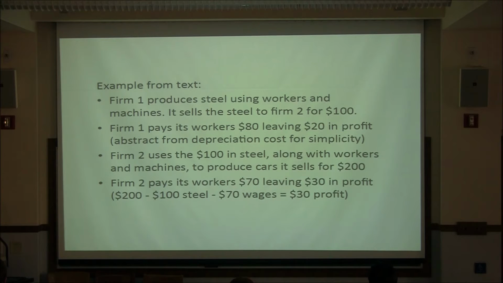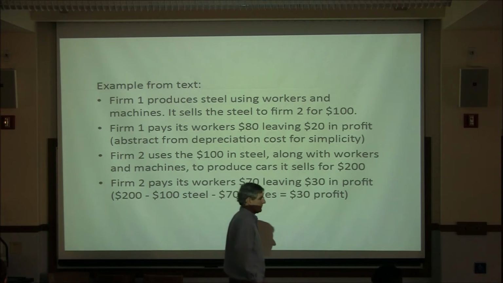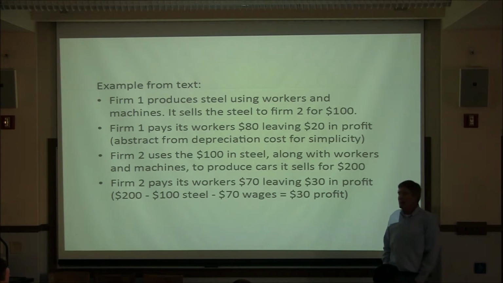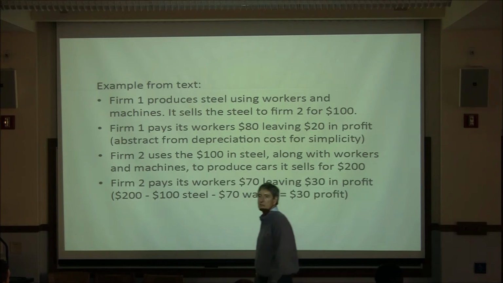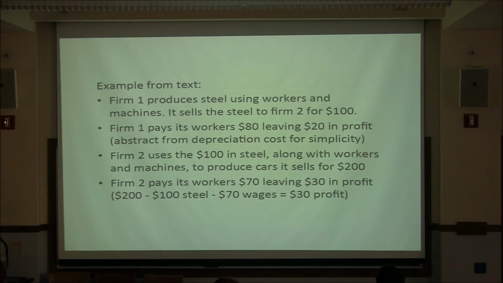So this is an example from the text. You have 2 firms in this economy. The first firm goes out and just grabs stuff off the ground, pays nothing for it, just goes out there and picks it up. It pays its workers to do that. It's going to pay its workers $80 to go out and pick that stuff up. They bring it back to the firm and they convert it into steel.